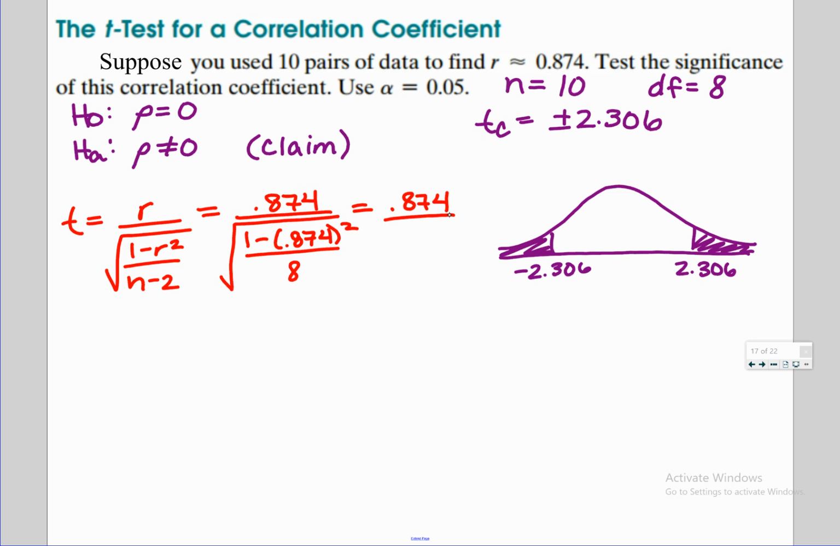Okay. So square root of 1 minus 0.874 squared over 8. Careful with the parentheses and the fraction on this one. Denominator is about 0.1718. And then if I divide, I get 5.087 is my t value.